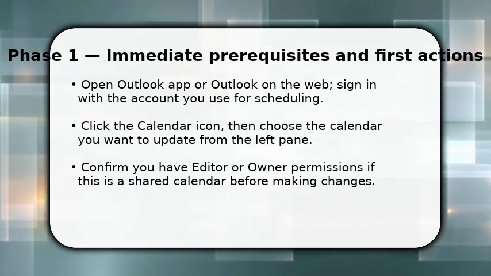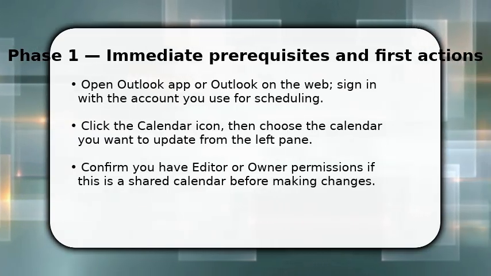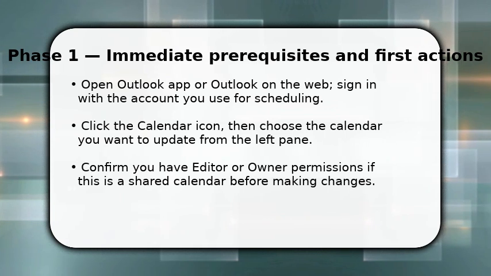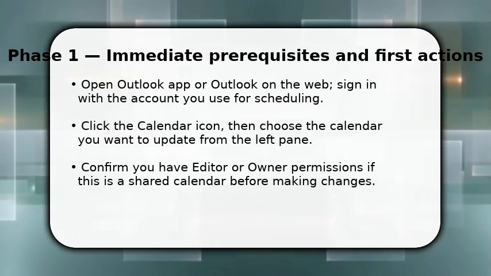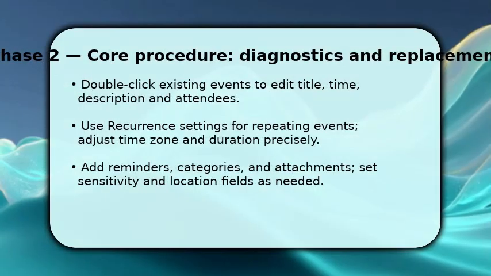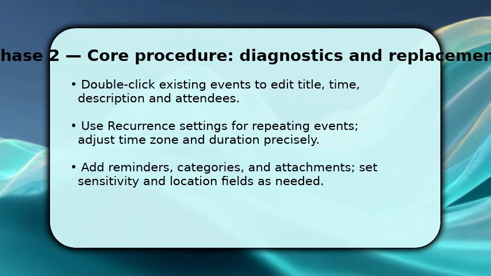Now that the correct calendar is selected, switch to day or week view to position events precisely before creating or editing entries. Next, you'll modify event details and options. Double-click an event to change the title, start/end times, attendees, and notes. Use the scheduling assistant to resolve conflicts.